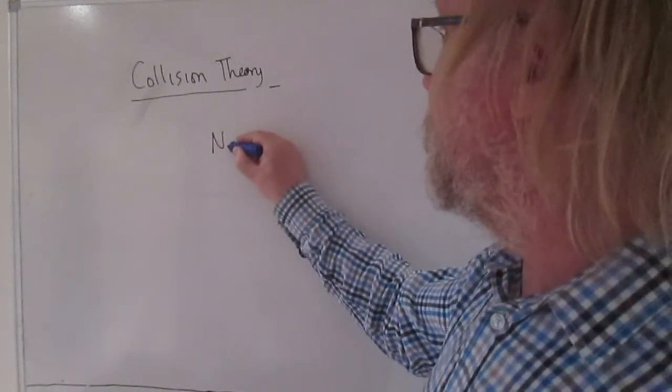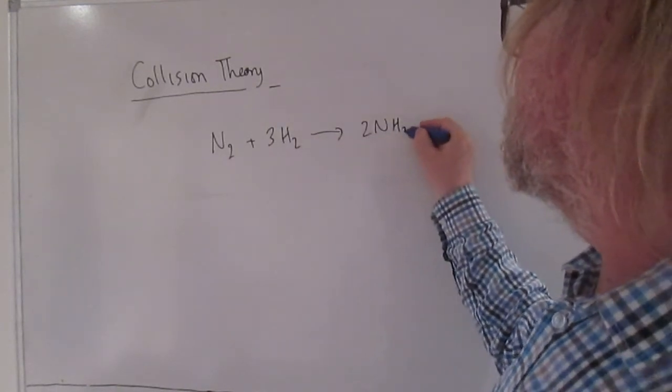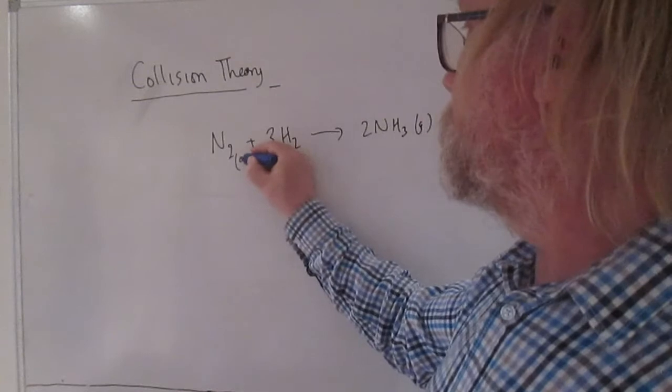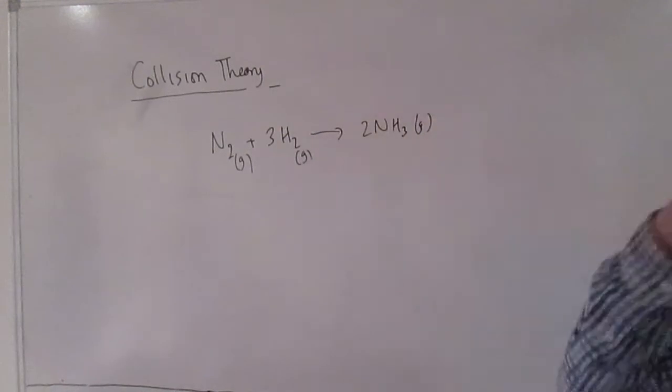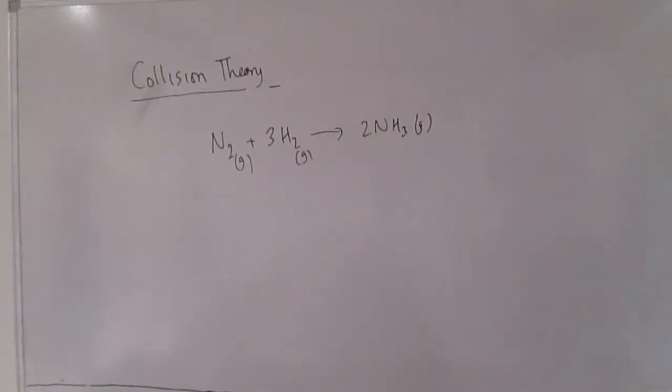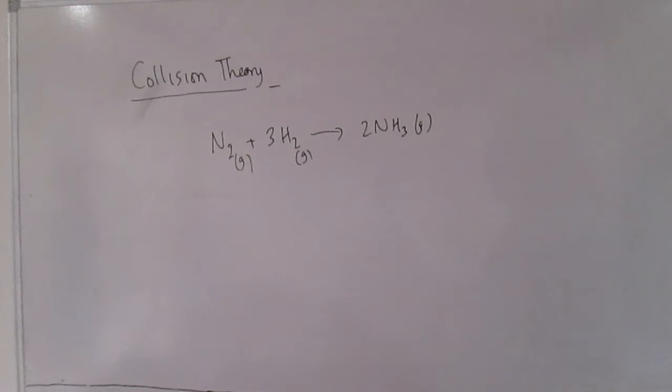So, if we have a reaction like this, where it's all in the gas phase, for example, what we would have would be nitrogen molecules whizzing around randomly, and hydrogen molecules in the same pot also whizzing around randomly. And when they collide with one another, they have the possibility that they can react together to make an ammonia molecule. So one of the things that's going to affect the rate of reaction is how often those collisions occur.